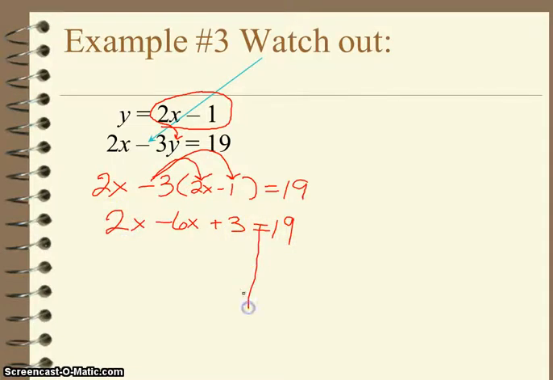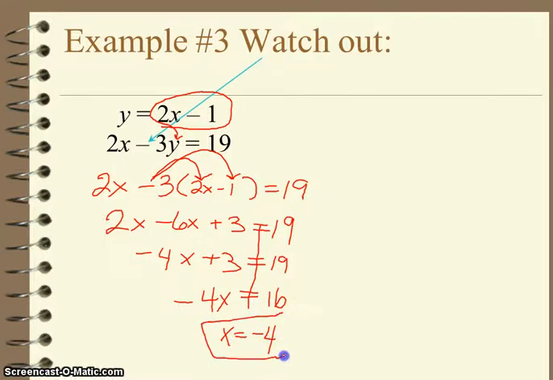And then the rest of it's just algebra. -4x. Subtract the 3 over, it makes, what would that be, 16? And divide by -4. So you just got your x value. -4 comma something. We're going to plug that back into the original. -4 times 2 makes -8. -8 minus 1 is -9. And there's our solution. (-4, -9) is where the two lines cross.